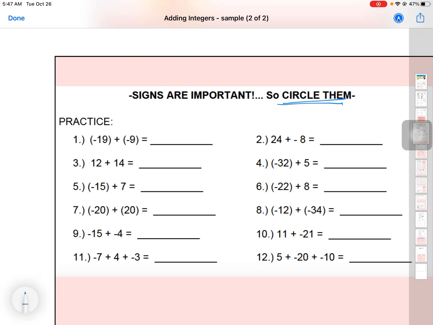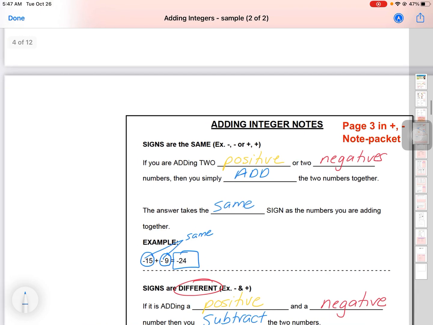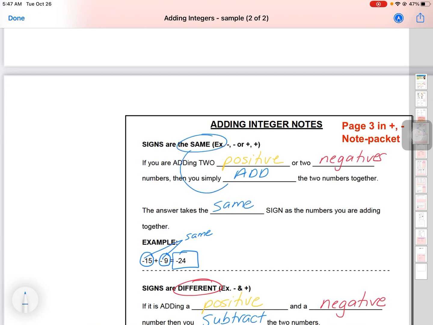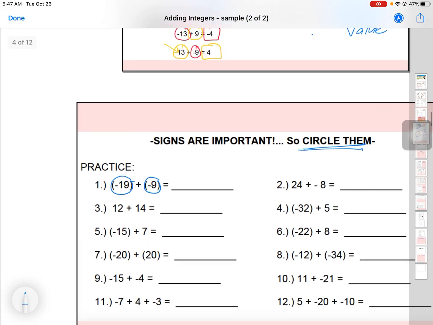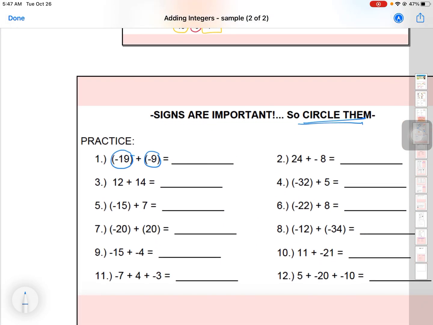So here I've got a -19 and a -9. Are the signs the same or are they different? Well, they're the same. You have the same colored chips, so you're going to add them together. And if you need to look back up here, you can look to see. If they're the same, I add. If they're different, I subtract. So because they're the same, I'm going to add 19 and 9. And 19 and 9 is 28. And they're all negative, so my answer is going to be negative.